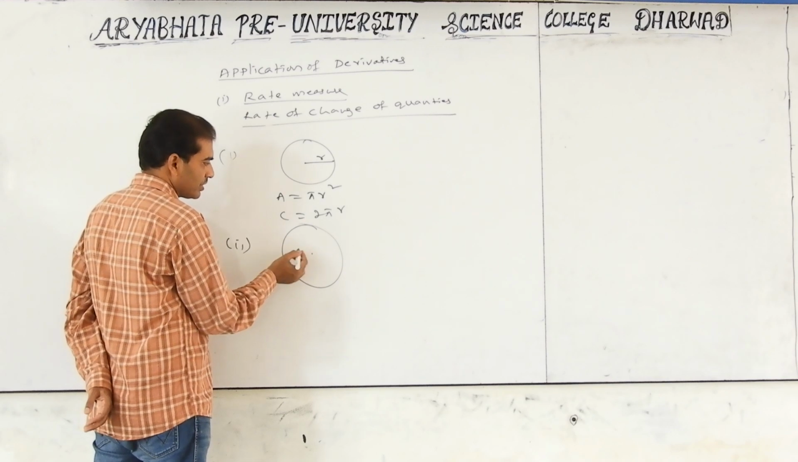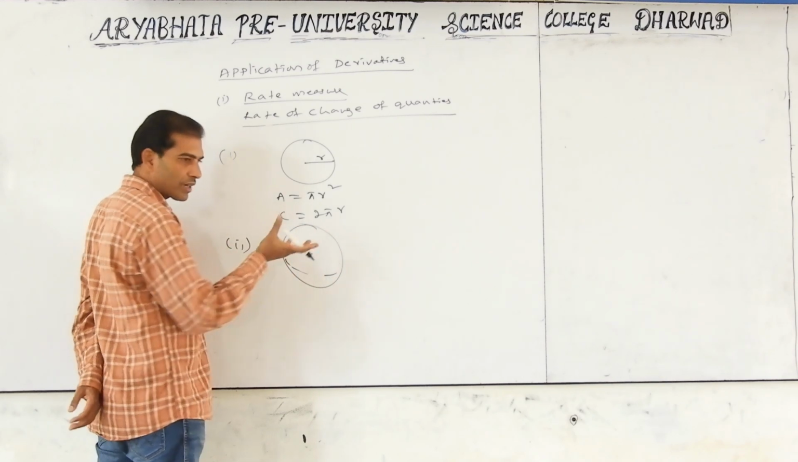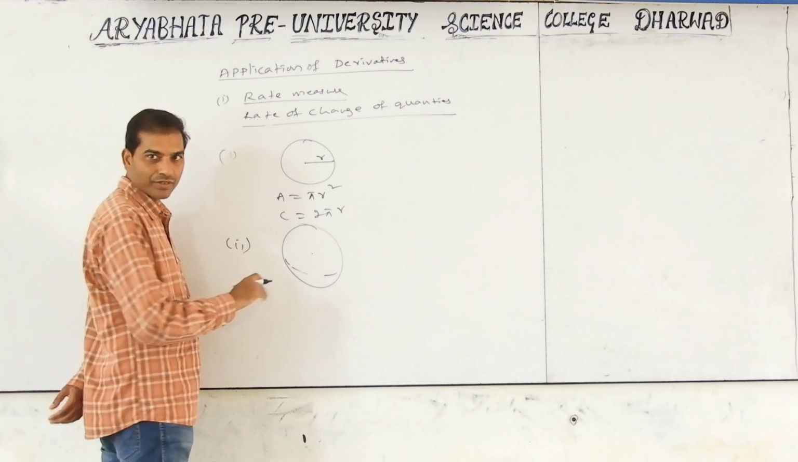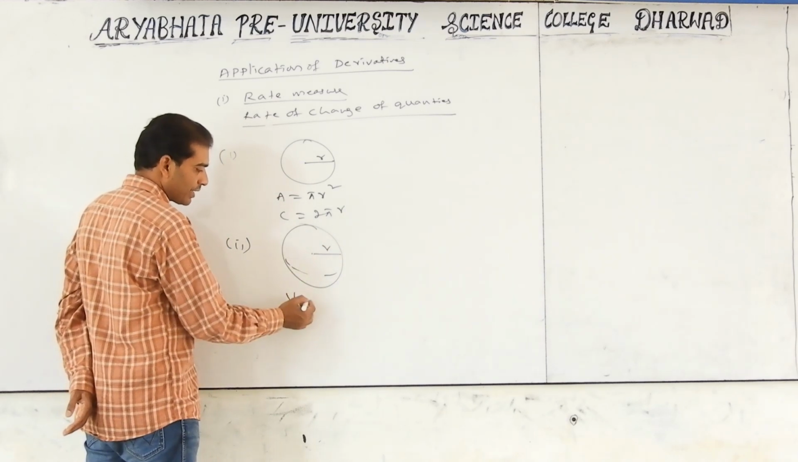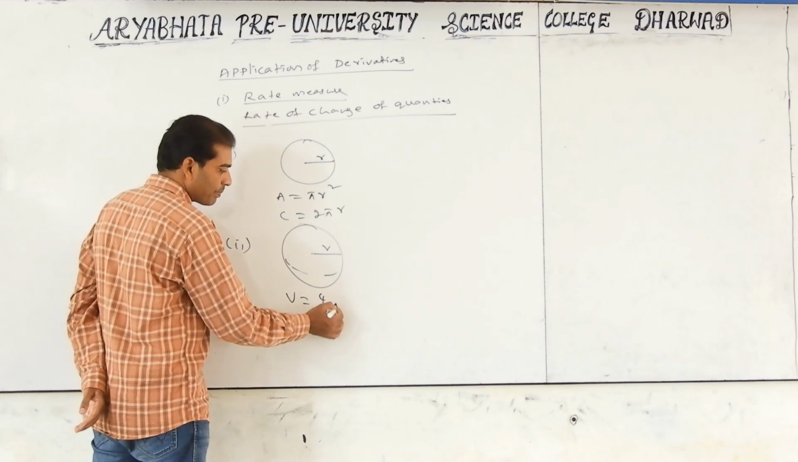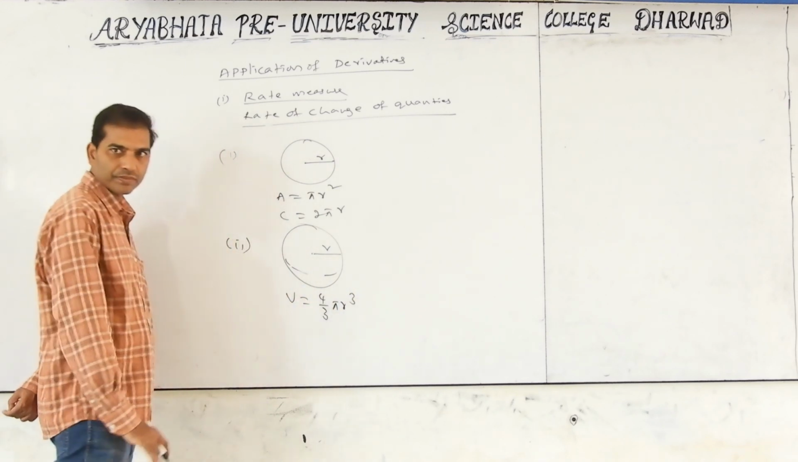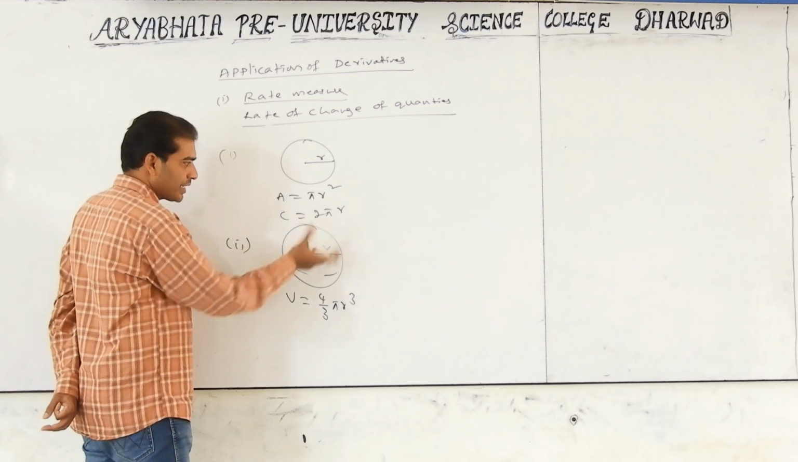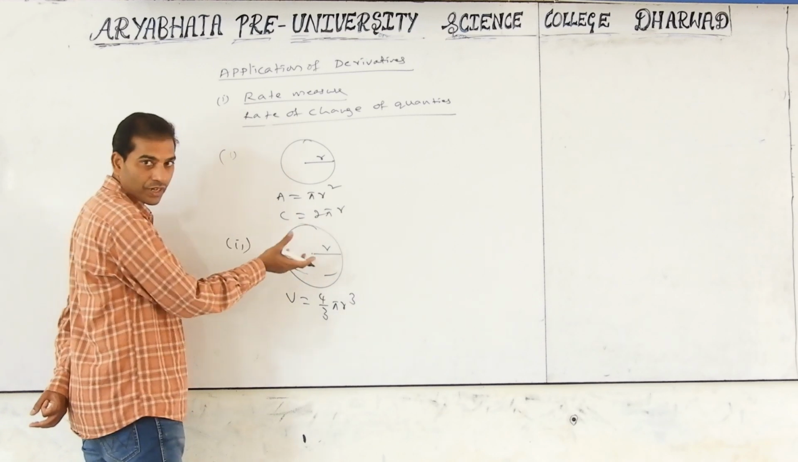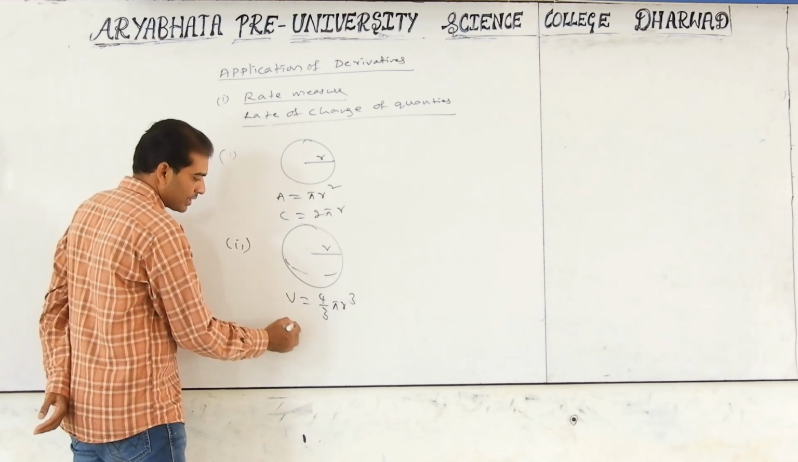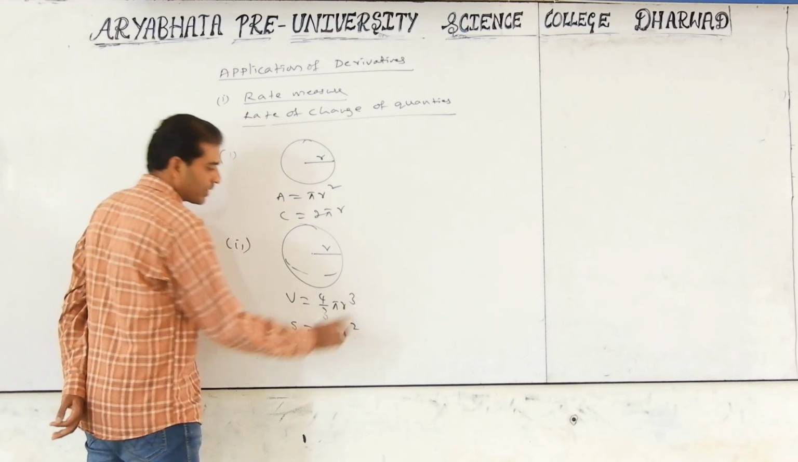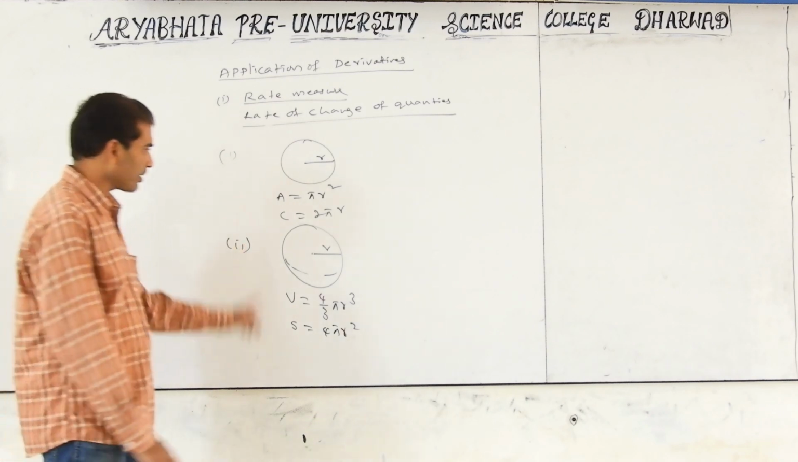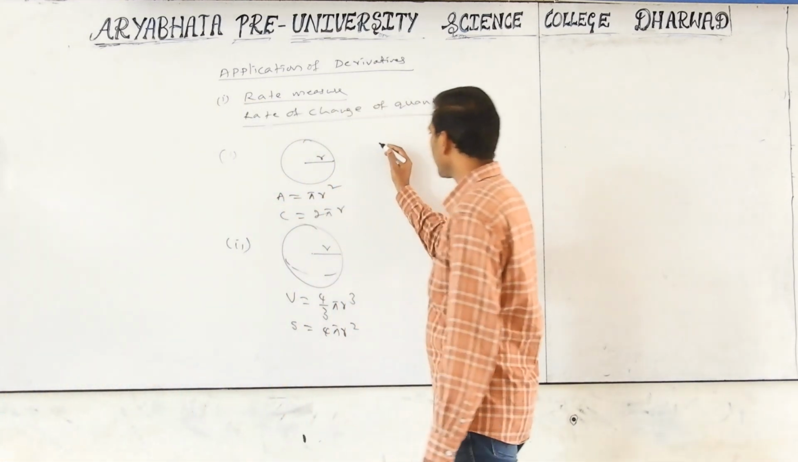Next, sphere. This is a sphere. It looks like a ball, not a circle. Sphere radius is r. The volume of a sphere equals 4 by 3 pi r cube, and the surface area is this part. Surface area of sphere S equals 4 pi r square. This formula is very important in this topic.